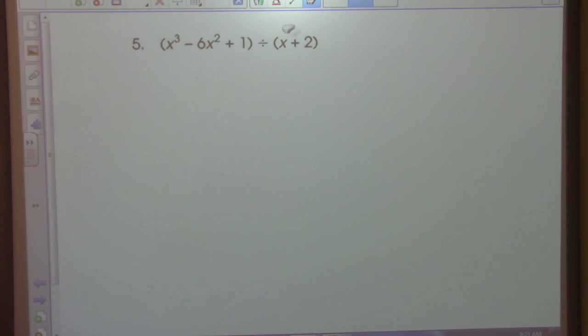All right, this one here. You have to add 0, right? We're going to have x cubed minus 6x squared. And then what? Plus 0x, good job. Plus 1. We're going to divide by x plus 2. So I want you to do that. I'm going to call on somebody. I'm going to spin the wheel on this one in another minute or two.